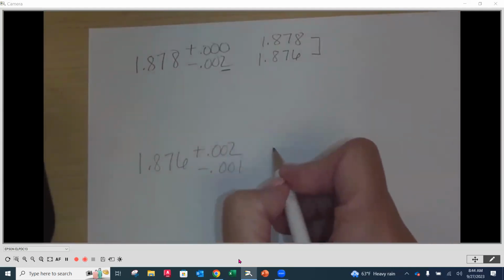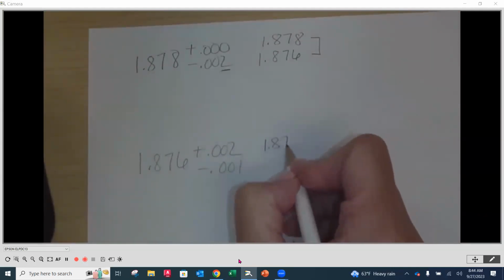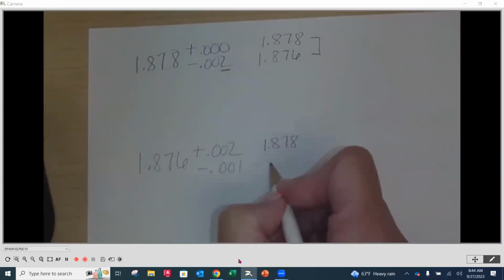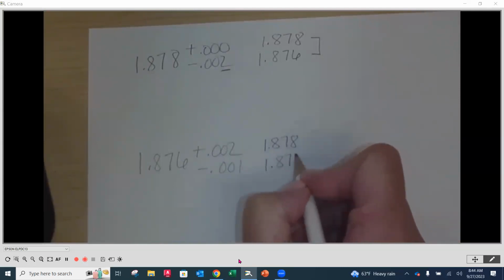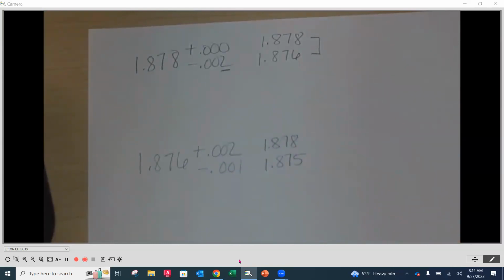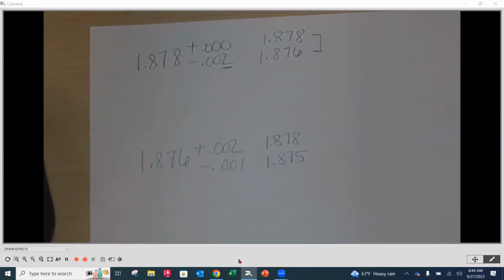So that means that I have a bilateral, but it's not even. So here my high limit is going to be 1.878, and the low limit is going to be 1.875. Okay, so we take this number and we simply add and subtract. Okay, any questions on that? Determining limits off of a dimension.